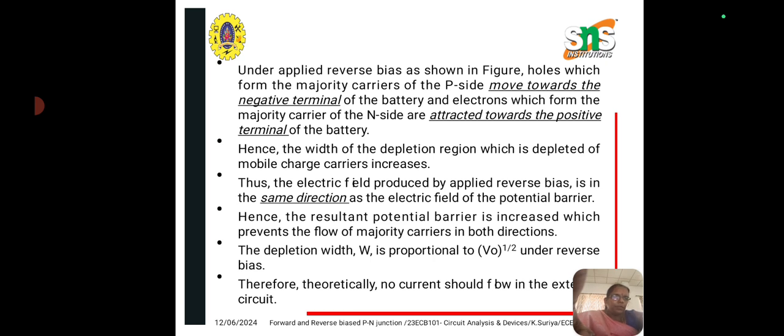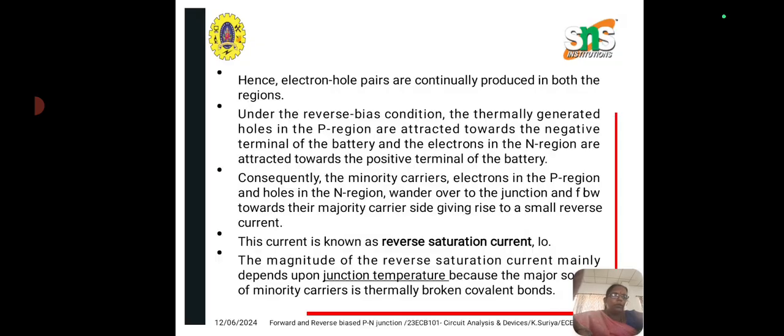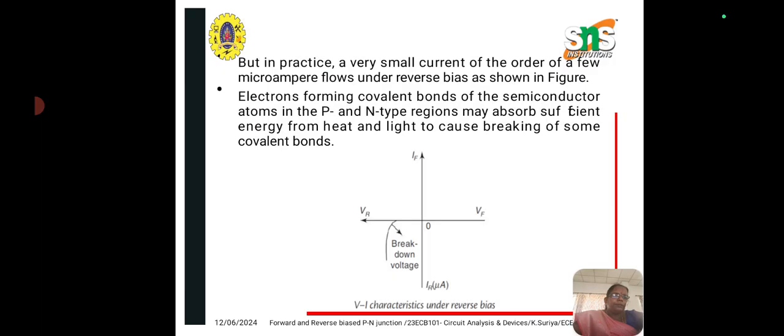The electric field produced by the reverse bias voltage is in the same direction as the electric field of the potential barrier. So the resultant potential barrier is increased, which prevents the flow of majority carriers. The depletion width is proportional to V0 to the power 1/2 under the reverse bias. So no current should flow in the external circuit. But in practice, a very small current of the order of a few microamperes flows under the reverse bias, as shown in the figure.